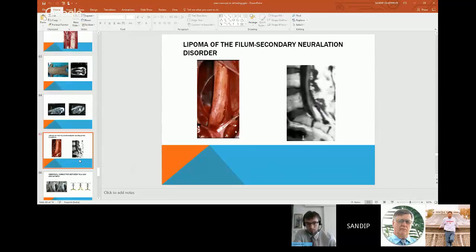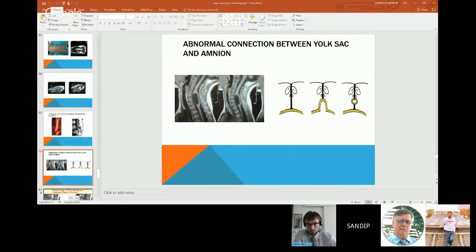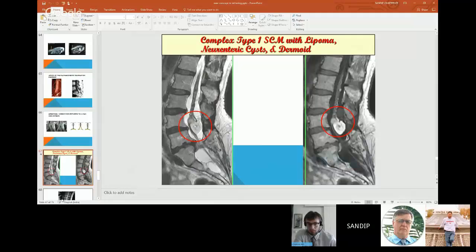The lipomas of the filum, of course, the case that I showed you before, a disorder of secondary neurulation, a dystrophic condition, which can be dealt with easily. And of course, you have these conditions, the neuroenteric cysts, where there is an abnormal connection between the amniotic cavity and the yolk sac, which persists into postnatal life. Lots of complex dystrophic conditions have also been seen by us and described by us. Here's a complex type 1 split cord malformation, and you can see there is not only a lipoma, a dermoid cyst, but also a neuroenteric cyst in the same child with a split cord malformation.